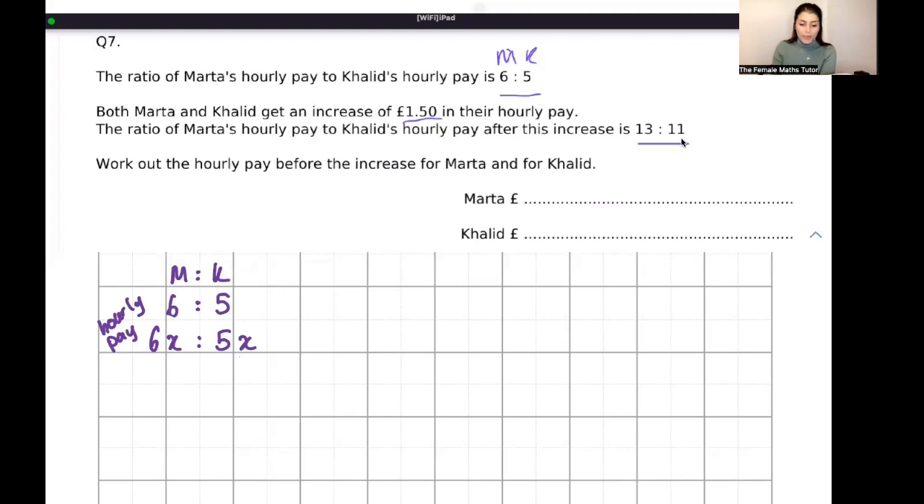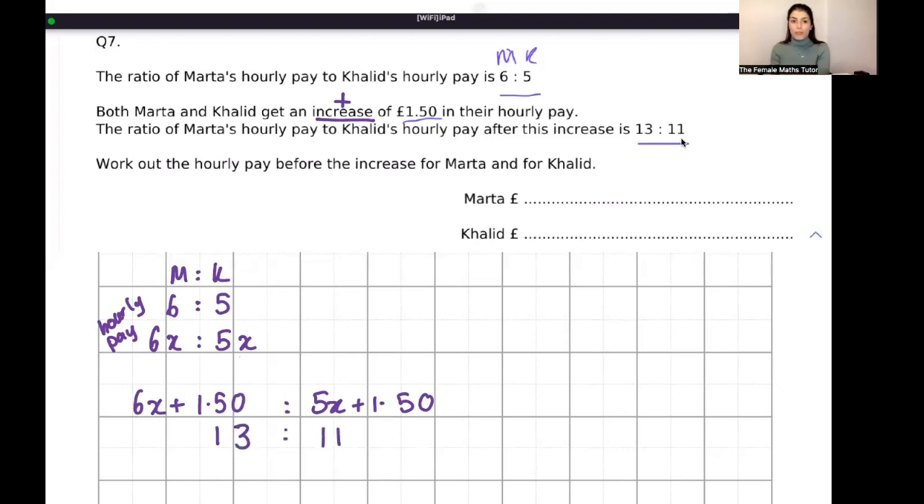So now it says they both get an increase of £1.50. So remember, increase just means add. You're adding it on. So now Marta's getting 6x plus £1.50. And Khalid's getting 5x plus £1.50. Which is now, in the question it says, the ratio is now 13 to 11.